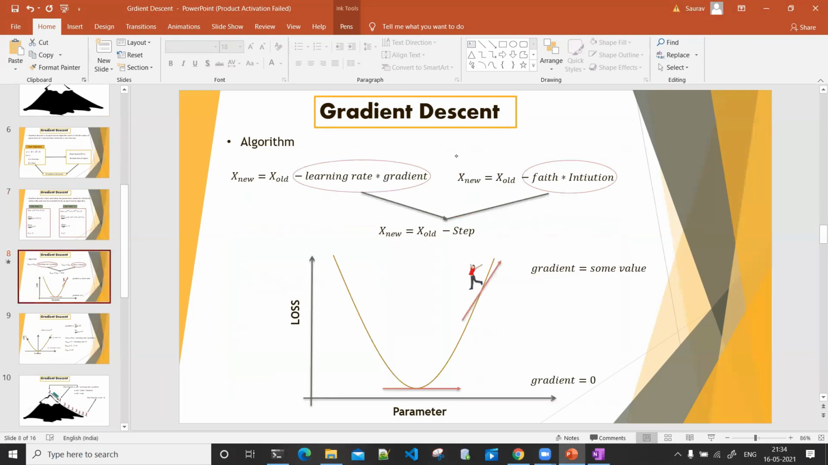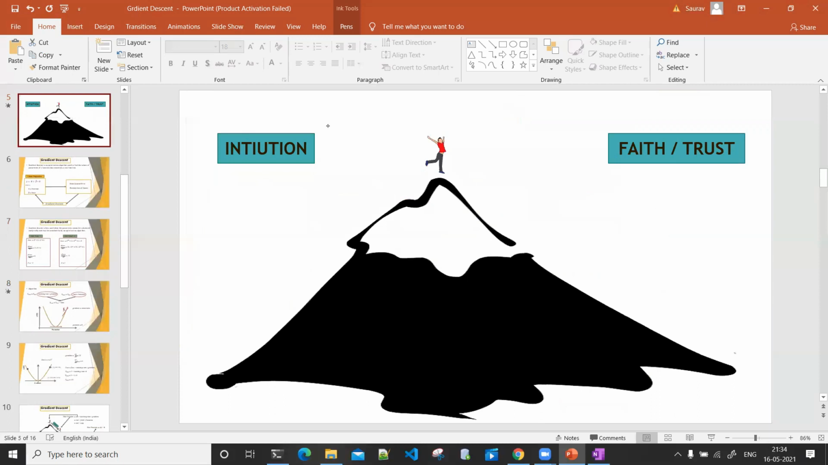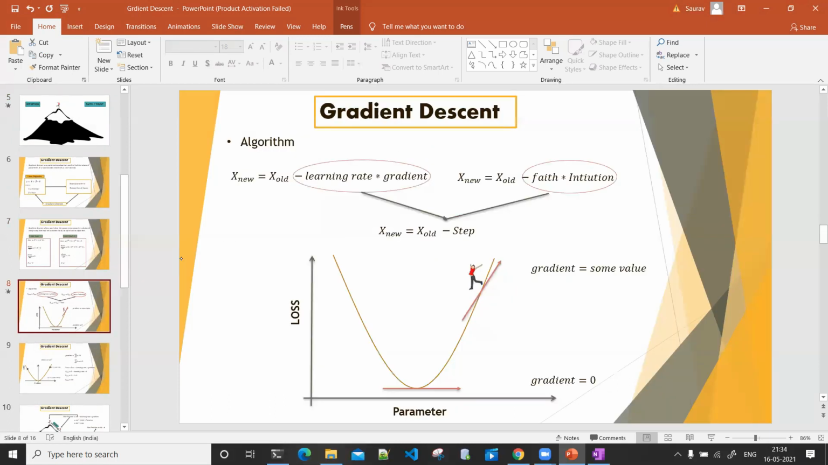So next, now let's see the algorithm, the equation for the algorithm. Suppose you are here, like in the case of this person on the mountain; you can imagine that this is the mountain with its steepness. The person is here and we have the equation for them. So the new position of the person is going to be the old position minus learning rate into the gradient. Now let's first talk about what the gradient is.